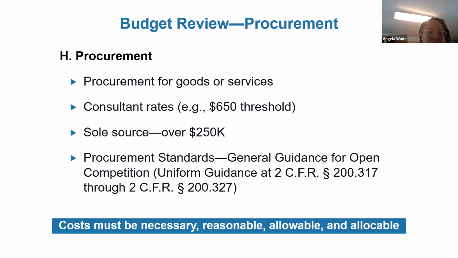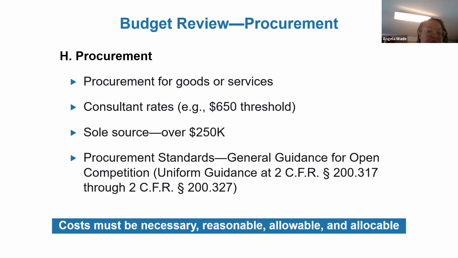If under your procurement, you're using a sole source and your sole source is over $250,000, then you will need to get a prior approval and provide a justification for utilizing that sole source. Anytime you're getting a prior approval for that consultant rate or that sole source, that's a separate approval outside of your budget. So just because your budget gets approved does not mean you've been approved to exceed that consultant rate or use that sole source for over $250,000.